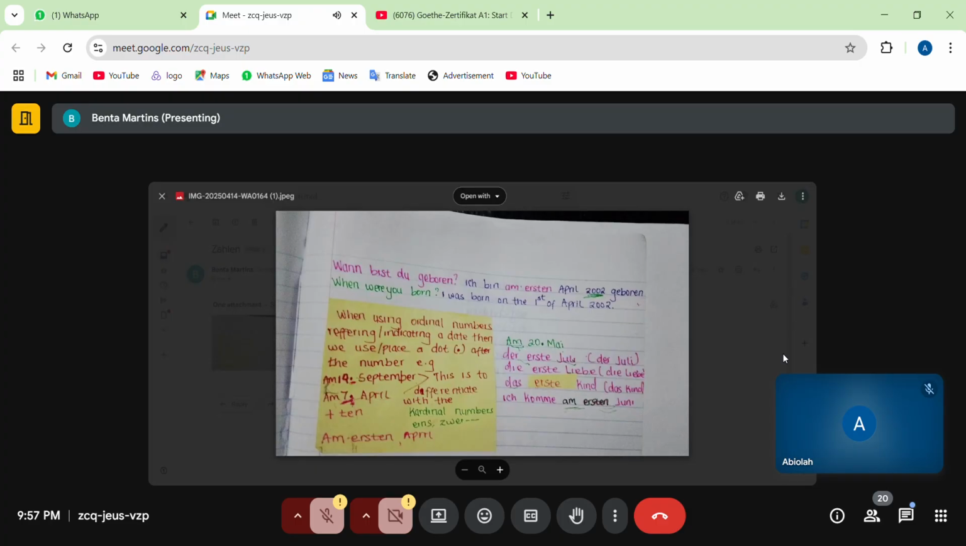Okay. So das zweite Kind. The second child. And then you can say ich komme am 1. Juni. I'm coming on the 1st of June. So ich komme am 1. Juni. So you have to be keen when you're writing it, because you have to add the n at the end.